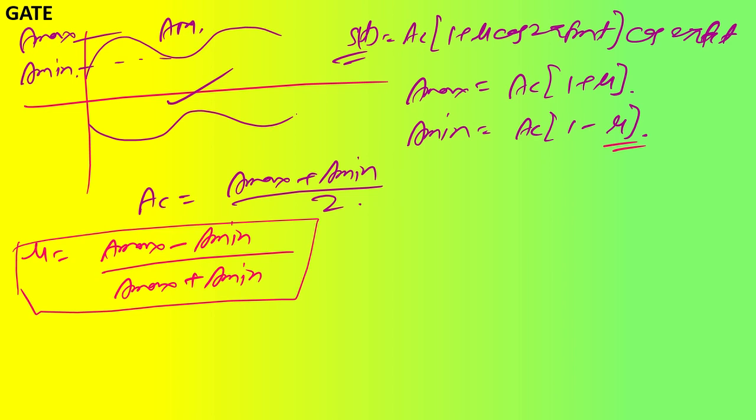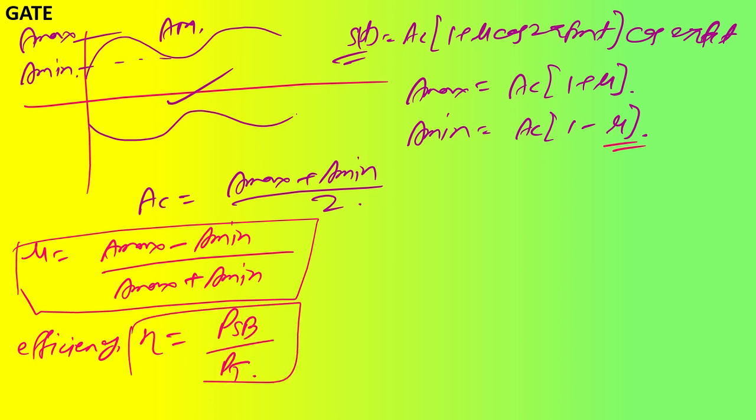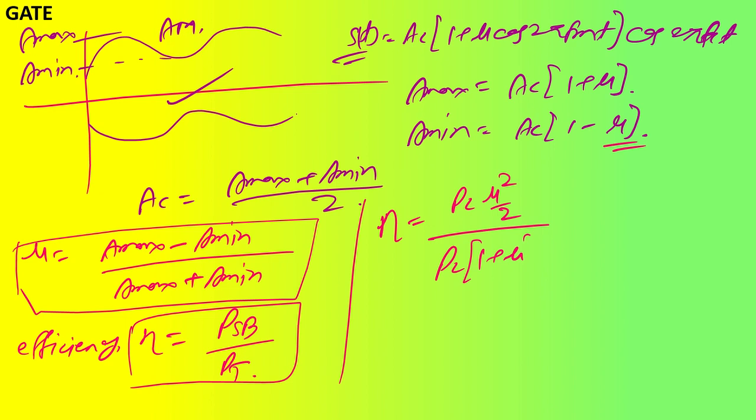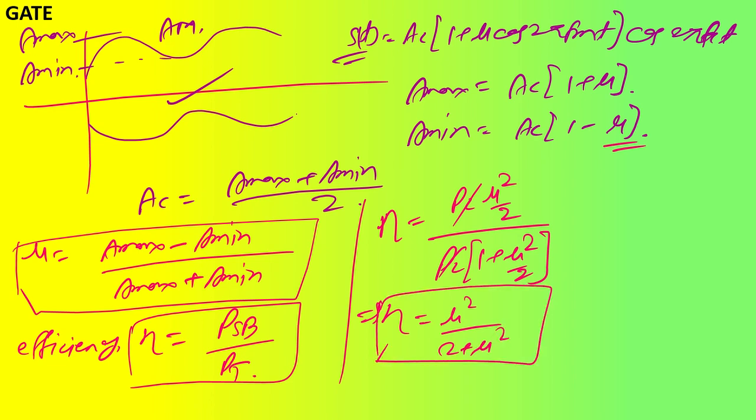Now if you want to find out what is your efficiency, so efficiency is nothing but what is your power available in your sideband divided by what is your total power. Okay, so this is one formula that you can utilize, and you know already, if I want to derive it, so eta will become PSB, that is total sideband power, PC into mu square by 2, just now I told you, divided by PC into 1 plus mu square by 2. So this will get cancelled. So from here you are going to get eta is equal to mu square by 2 plus mu square. So this is another formula for your eta.